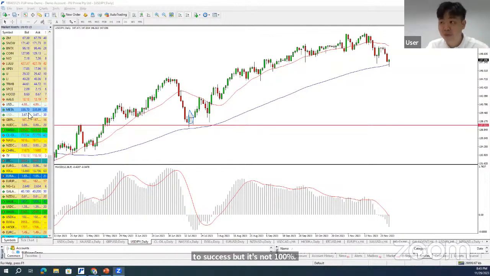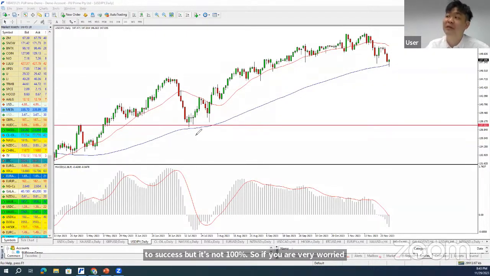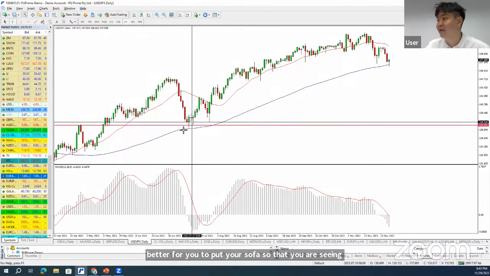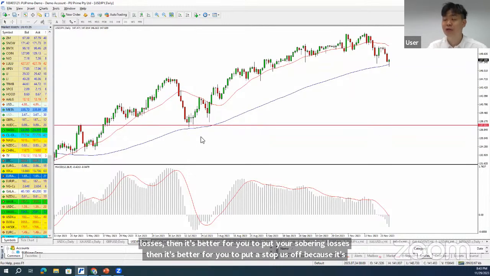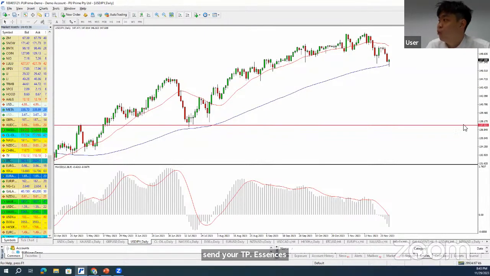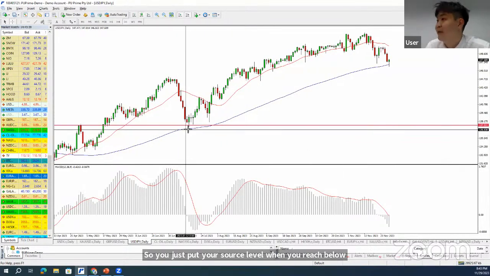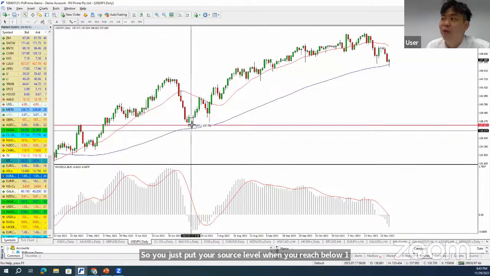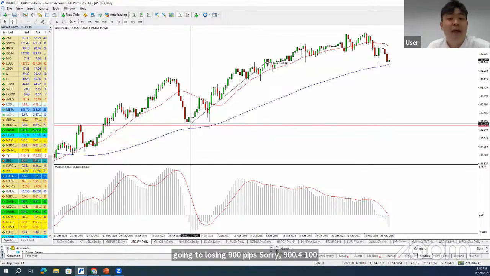So if you are very worried about your trades losing, then it's better for you to put your stop loss. Let me show you. If you consider a long position around here, the stop loss level can just be put below the support level. So the usage of support and resistance levels can also help you to set your TP as well as your stop loss level. So you just put your stop loss level when it reaches below 137.50. So if you are wrong, then maybe you are going to lose 900 pips, sorry, 100 points. But if you are correct, your gain is quite a lot.